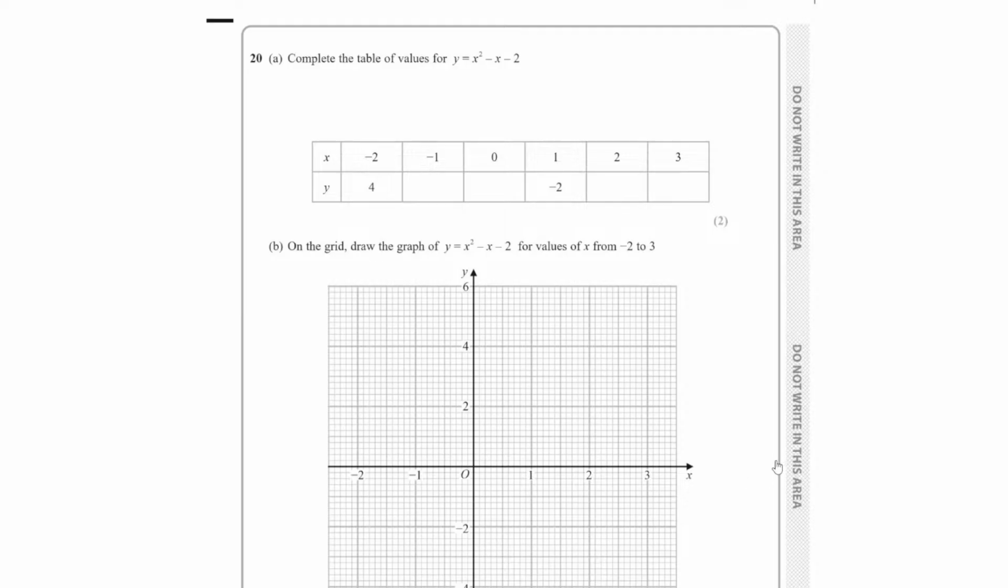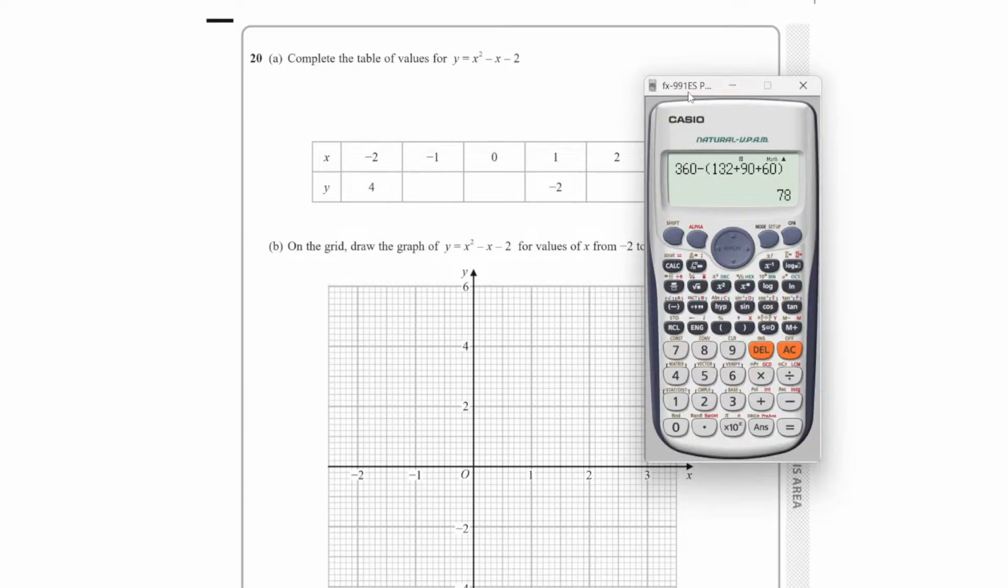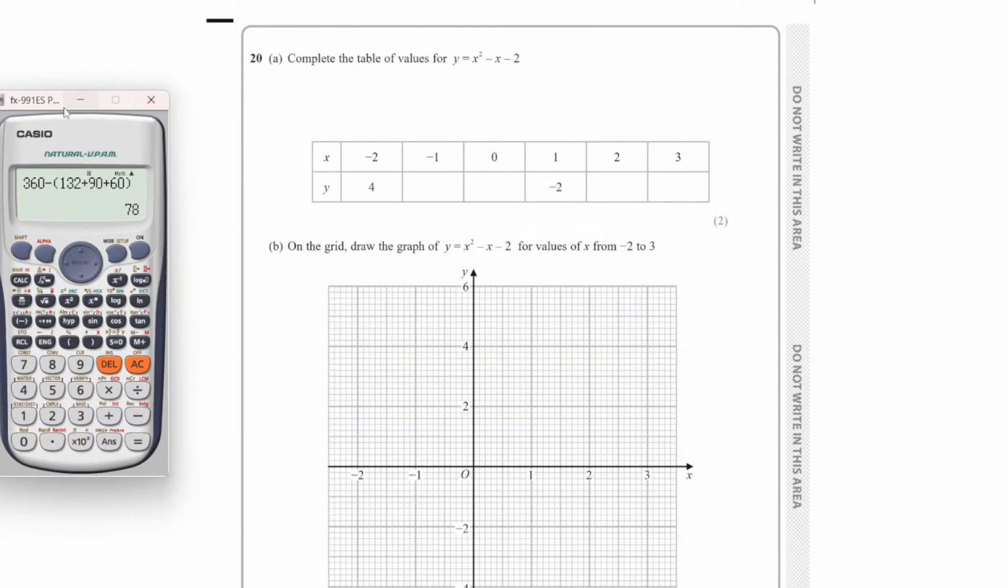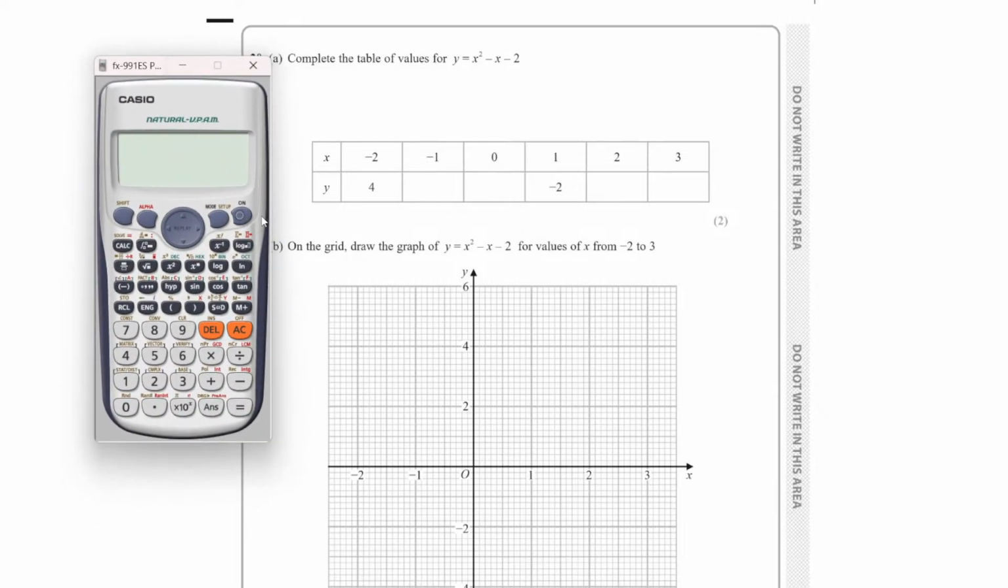Question 20. Part A, complete the table of values for y equals x squared minus x minus 2. So there's actually a way to do this on the calculator, which you can obviously substitute the values in if you want, but I prefer to just use the calculator. I'm not sure if this was in your paper 1 anyway. I feel like there might have been a chance it was. So if it was already in paper 1, I don't know if they'd repeat it.